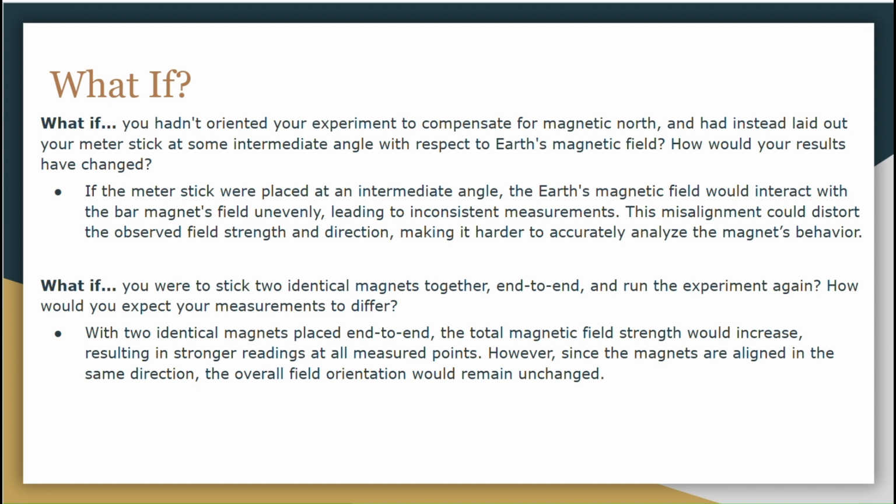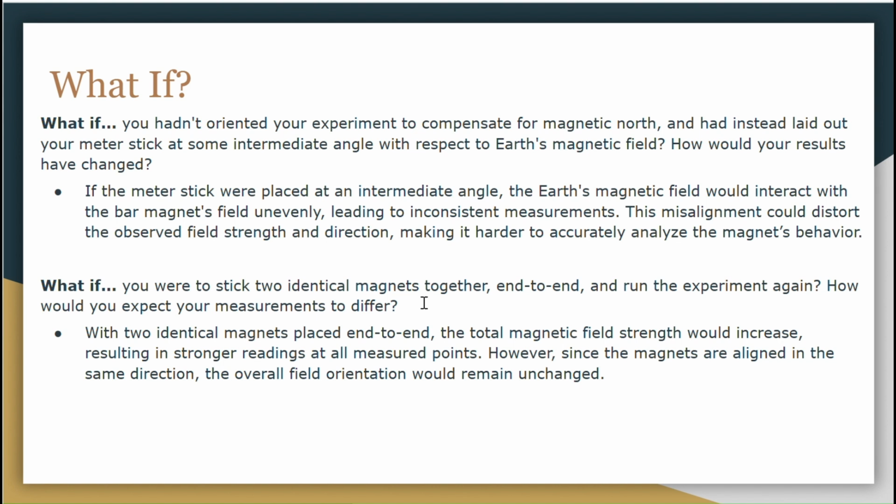Now, what if you hadn't oriented your experiment to compensate for the magnetic north? Well, how would that affect the results? If the meter stick were placed at an intermediate angle, the Earth's magnetic field would interact with the bar magnet's field unevenly, leading to inconsistent measurements. Now, if you were to stick two identical magnets together end to end and run the experiment again, how would that affect the data?